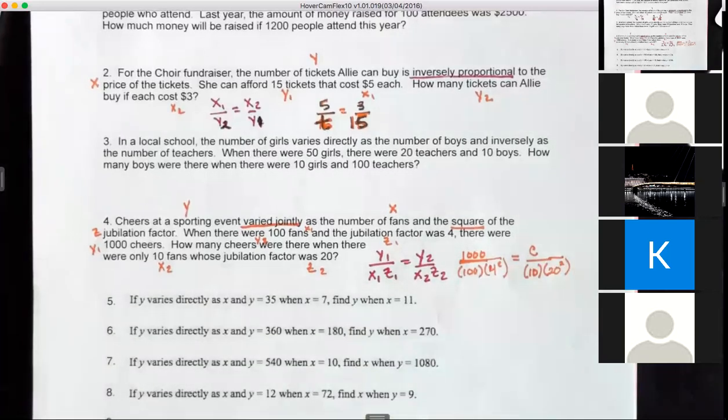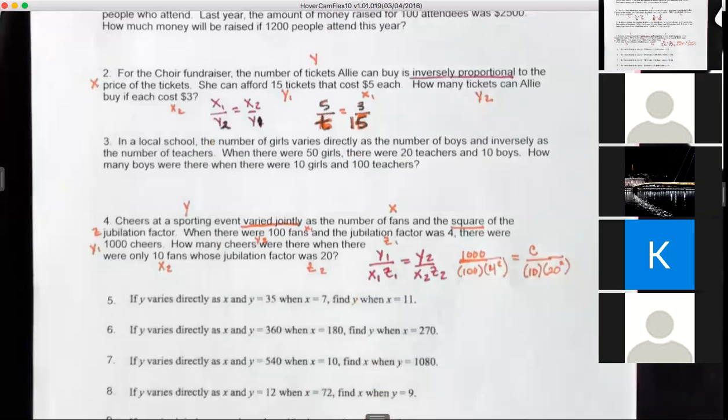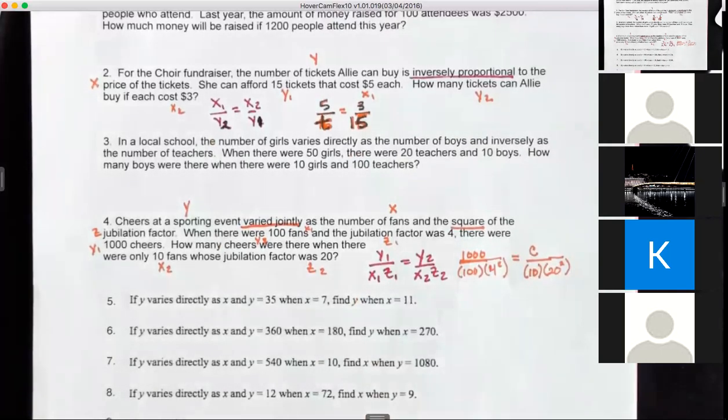And kind of like we did the other day, I would simplify all of that first before cross multiplying. That way you don't do too much in your calculator. Awesome. Thank you. Anything else, guys?